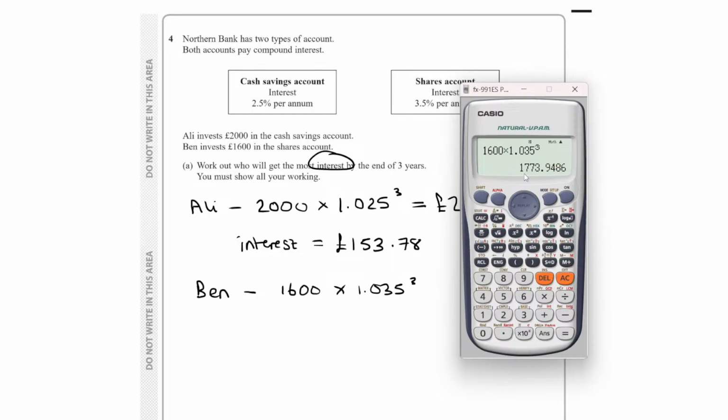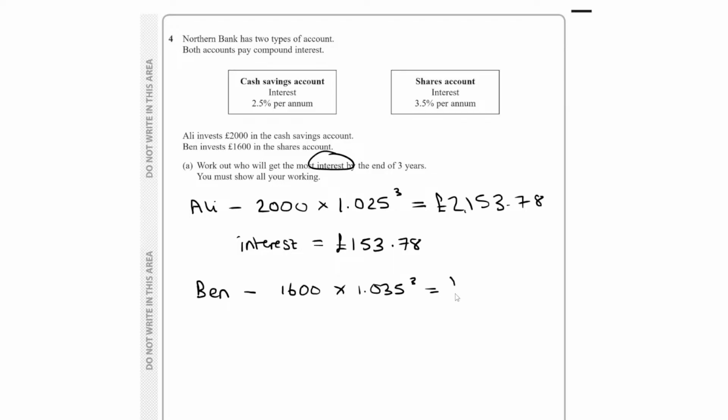And that gives us 1,773.95. And again, to work out just the interest, subtract the 1,600. So that one would be 173.95.